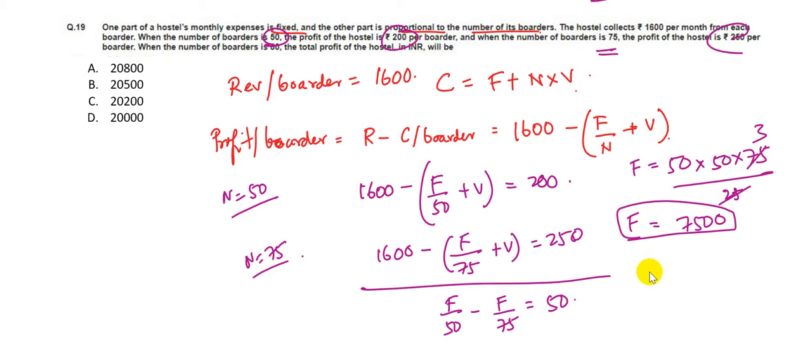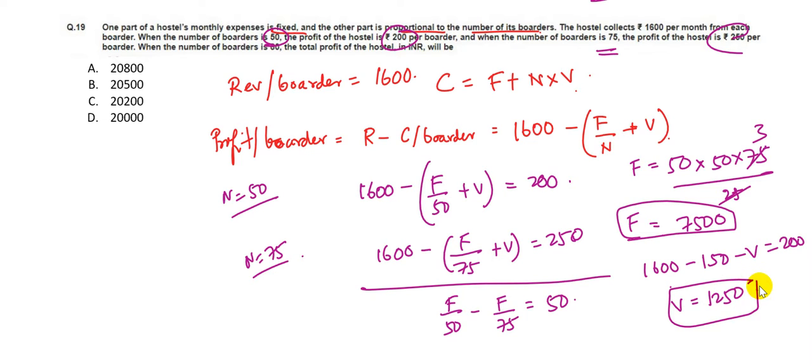1600 minus F by 50. So 1600 minus 7500 by 50 would be 150, minus V is 200. So V would be 1600 minus 350, that is 1250. So the variable cost per boarder will be 1250.